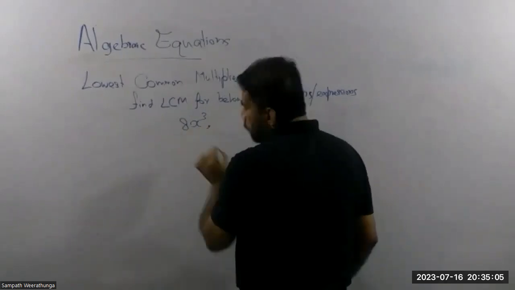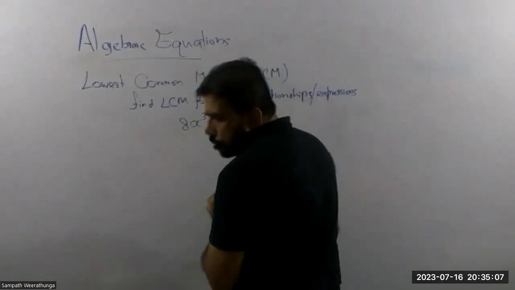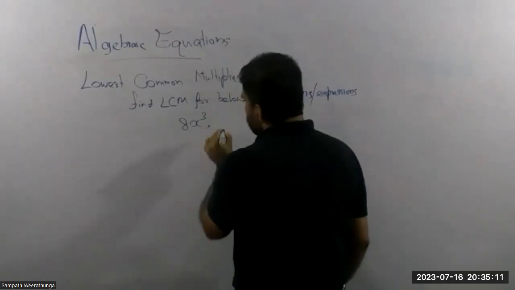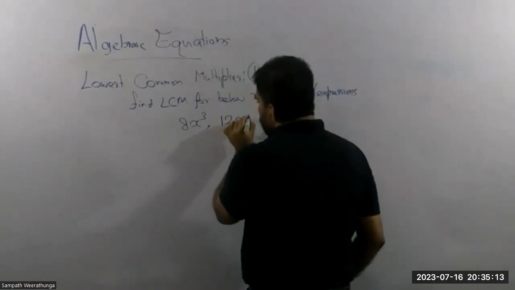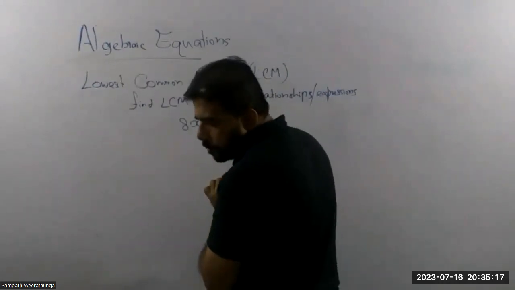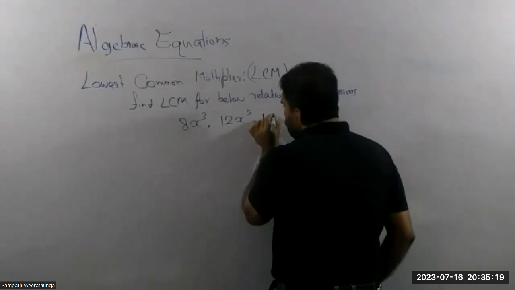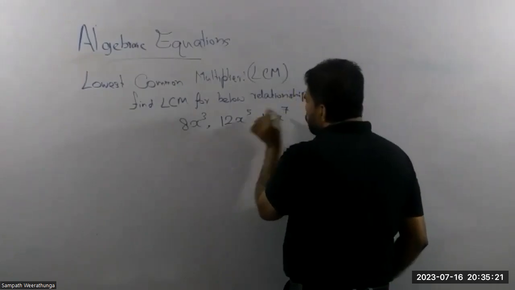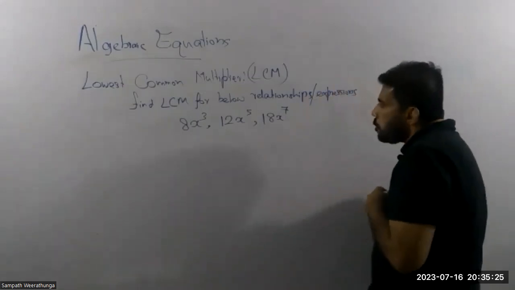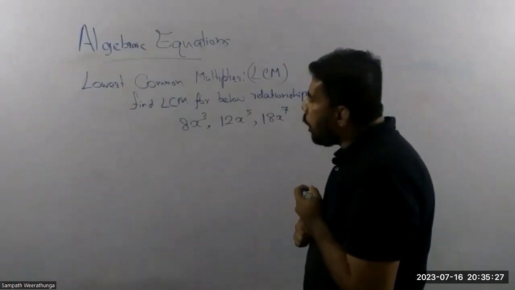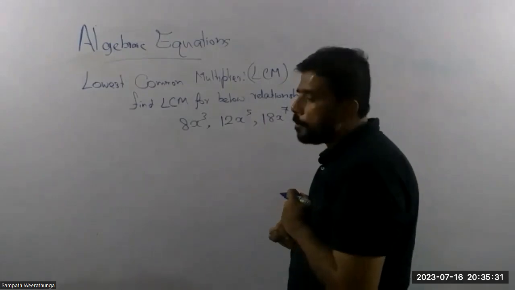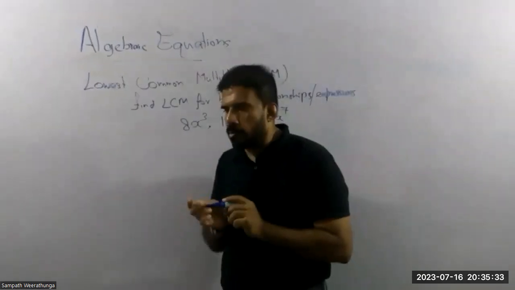The first thing is 8x cubed, and then 12x^5, and the next term is 18x^7. Those are the expressions given, and we are supposed to find the lowest common multiplier for these expressions.